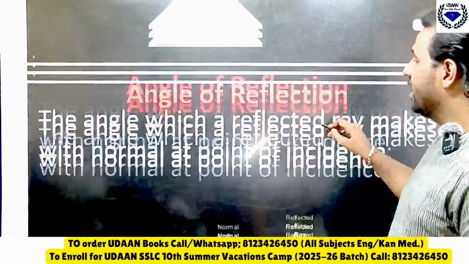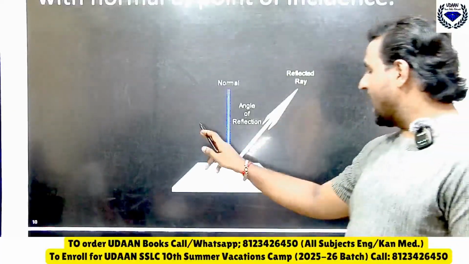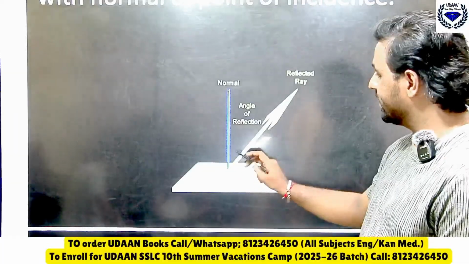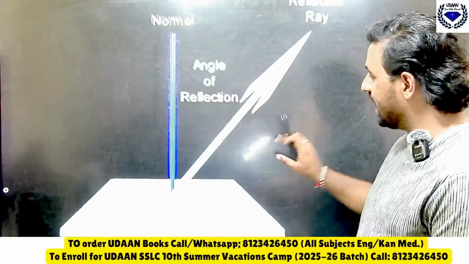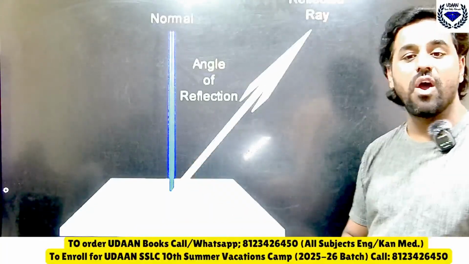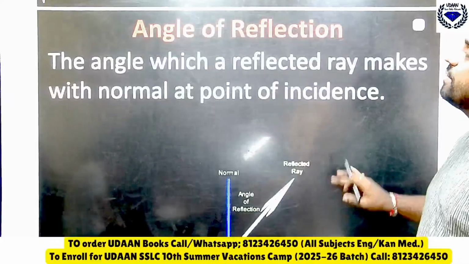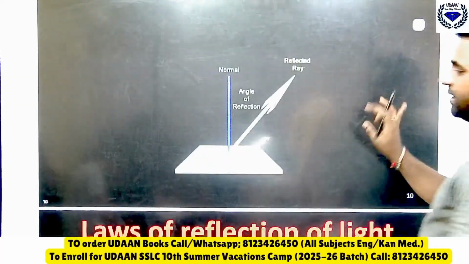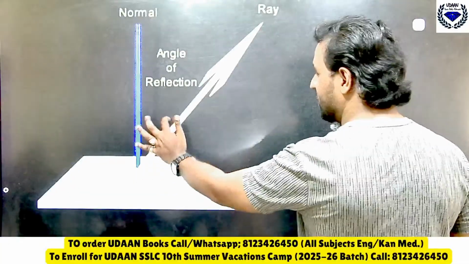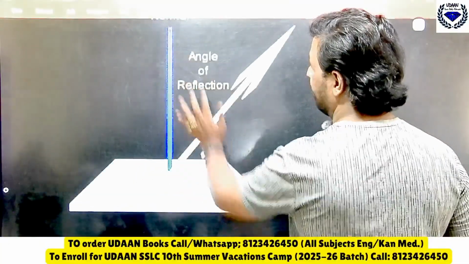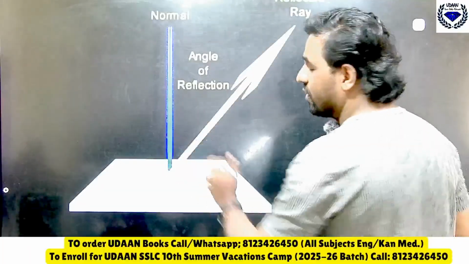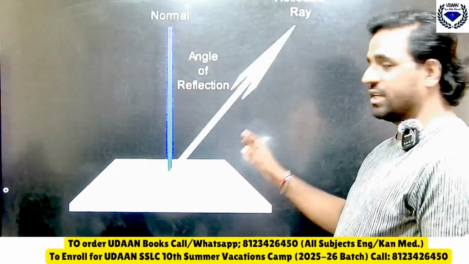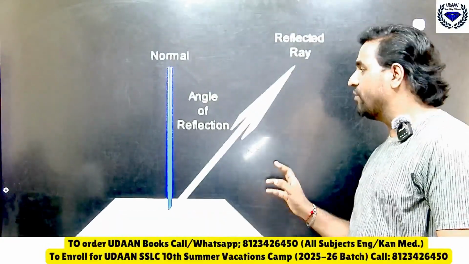Okay, then angle of reflection. See, the angle at which the reflected ray makes with the normal, we call it the angle of reflection. This angle you can see here, this is called angle of reflection. The angle which a reflected ray makes with the normal at the point of incidence, we call it the angle of reflection.